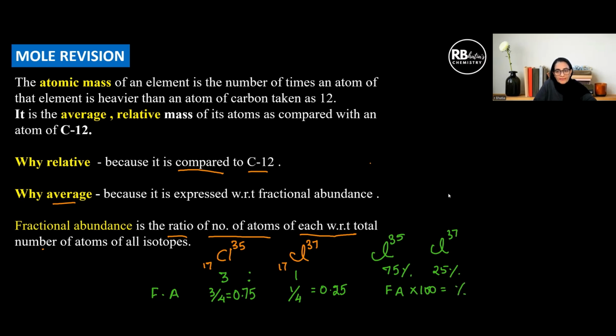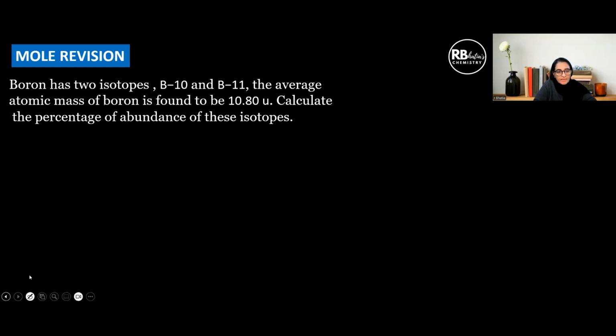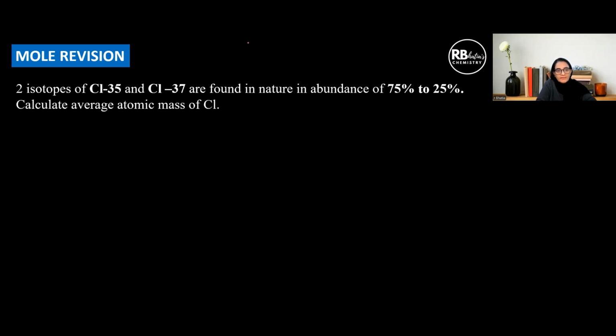Let us look at the numericals that can be asked based on this. The first form of the numerical is: two isotopes of chlorine, 35 and 37, found in nature in abundance of 75% to 25%. Calculate average atomic mass of chlorine. So, what are we going to do in this case? 35 into 75 plus 37 into 25 divided by 100.